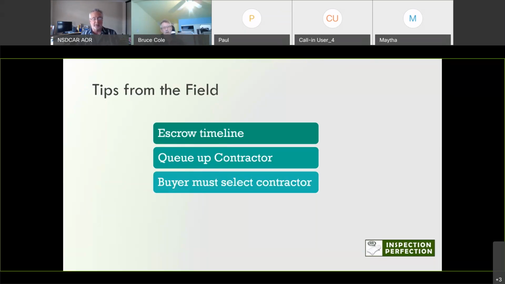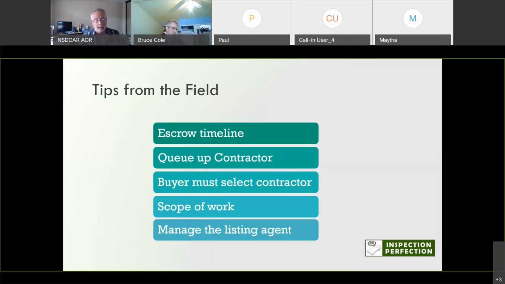Again, as I mentioned previously, we want the buyer to select the contractor. It's just really important that they take that responsibility. I can share with you instances where that's become really paramount in some of my past experiences. Scope of work, again, needs to be detailed. We need material costs, labor costs. And again, this is something I'm certainly managing with the contractor as soon as I'm brought into the picture.